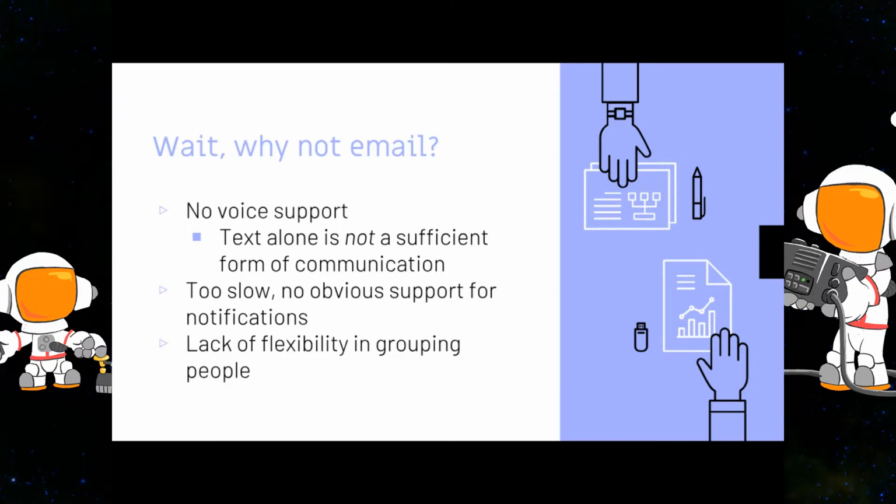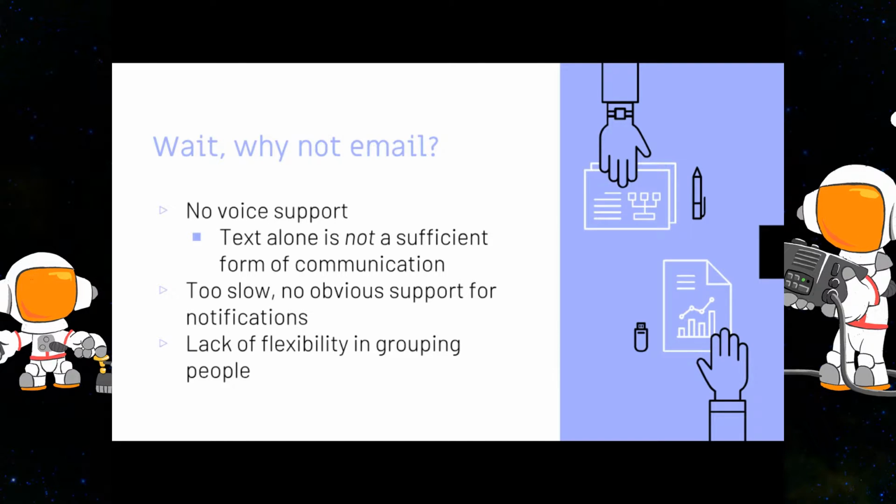If they really want this project to succeed, then I think you're going to be surprised at how little text communicates and how much more voice, as well as video for that matter, adds to the communication, how much more depth and how efficiently you can get a lot of things across with those. Email is frankly too slow. There's no obvious support for notifications. This one's kind of self-explanatory. And it lacks the flexibility of grouping people.